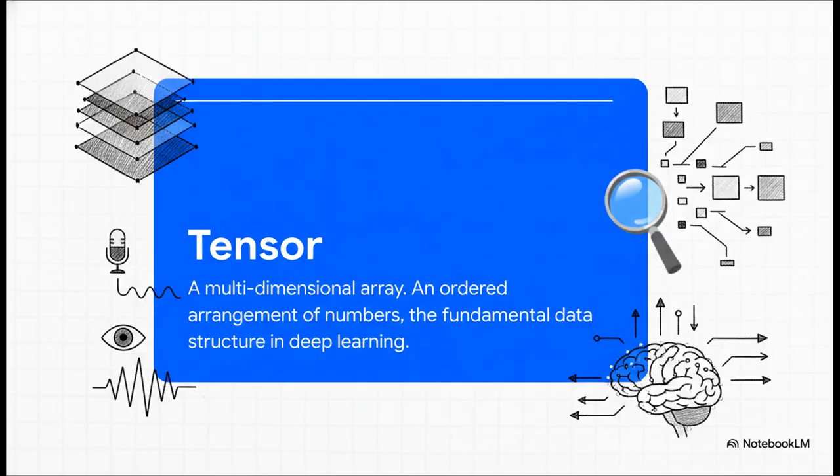Now, this isn't just some fancy jargon. It is the fundamental data structure in deep learning. You can think of tensors as the language that AI models use to interpret our world. So if you want to understand AI vision, you've got to understand tensors.